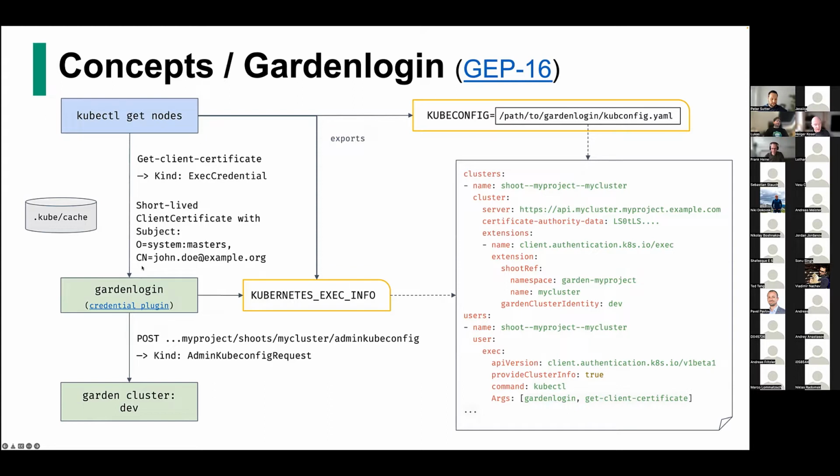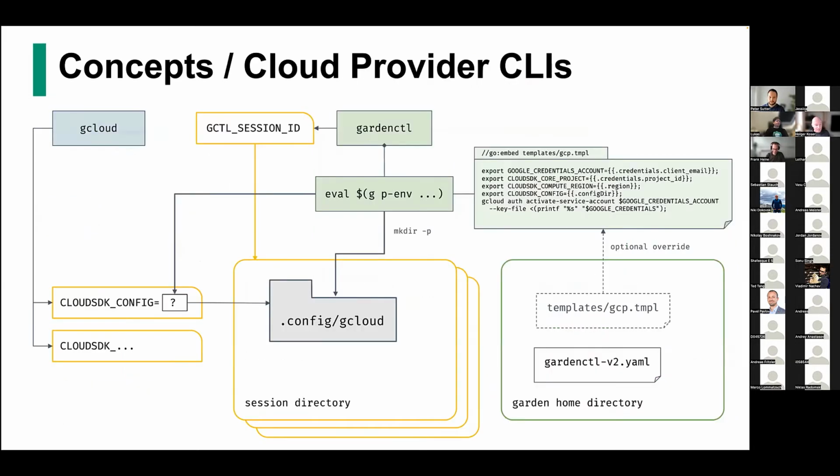And these certificates are very short-lived. They, per default, live only for 15 minutes. And after 15 minutes, they are expired, but this is configurable in Garden login. And therefore, I think we have a very secure mechanism for authentication to the clusters. Okay, let's go to the next slide.